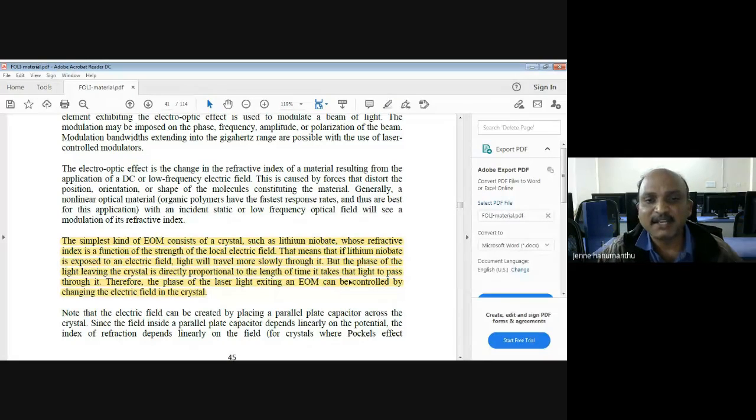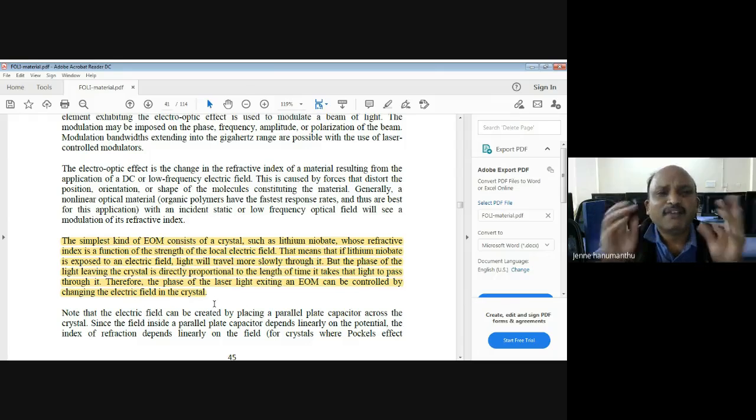See, this I am writing here. The phase of the light leaving the crystal is directly proportional to the length of time it takes the light to pass through it. That means when the light passes through the crystal very slowly, the phase is going to be changed. So the phase of the laser light exiting an EOM, the electro-optic modulator, can be controlled by changing the electric field in the crystal. That's what is happening in this arrangement.